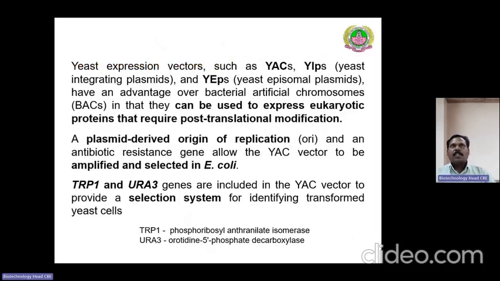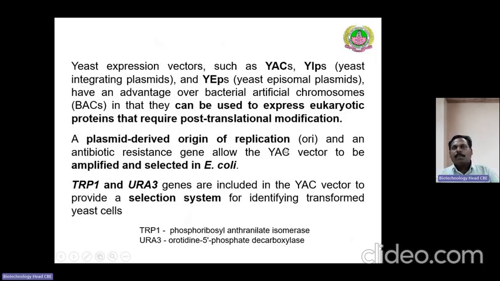So these yeast expression vectors based on the yeast vector systems include the YAC vectors, yeast integrating plasmids, and yeast episomal plasmids. They have advantage over and above the bacterial artificial chromosomes which we used to produce the eukaryotic recombinant proteins, because for the recombinant proteins expressed from a eukaryotic gene in a prokaryotic expression system, we have a problem with post-translational modification because of poor recognition by the bacterial host system. Whereas if you express in the yeast-based vectors, the post-translational modification will be best compared to the bacterial host system.